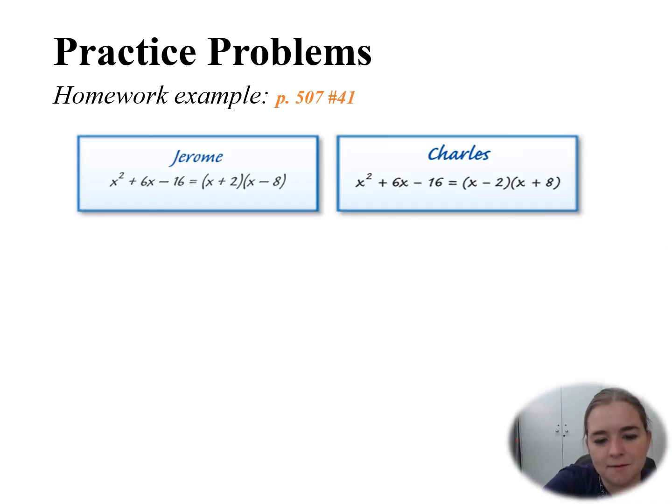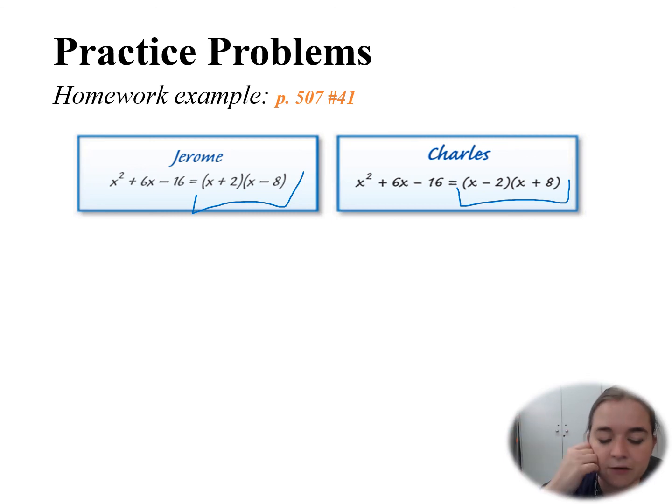Last homework problem, and this one I'm not going to give points for on the key, but I just wanted to practice with it again. Jerome and Charles both solved to factor x squared plus 6x minus 16, but they got two different answers. Jerome found the two factors to be x plus 2 and x minus 8. Charles found the two factors to be x minus 2 and x plus 8.